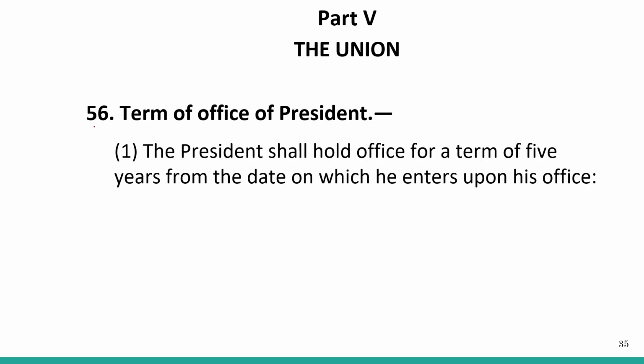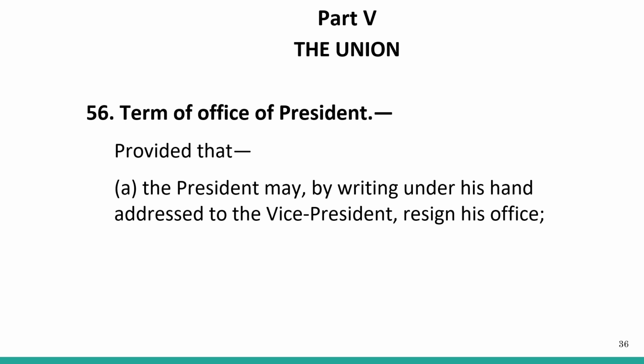Then another important point that you need to remember is the term of the office of president. What is the term of the office of president? Till what time is the president there? The president shall hold office for a term of 5 years. So this is very important for you. The question will be, under which article is it mentioned that the president will hold office for 5 years? Article 56. Okay.